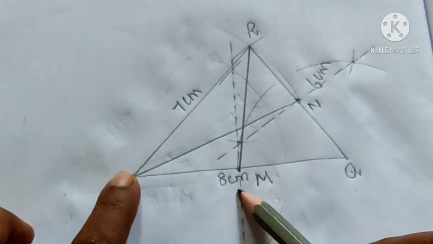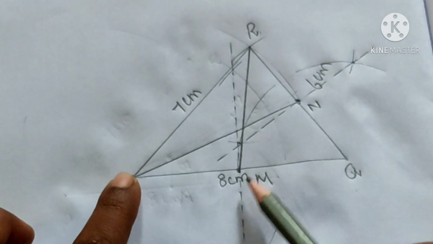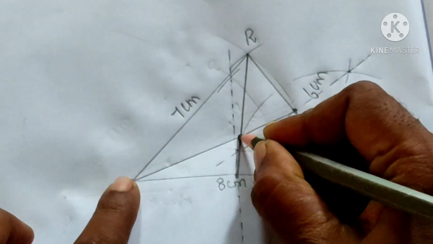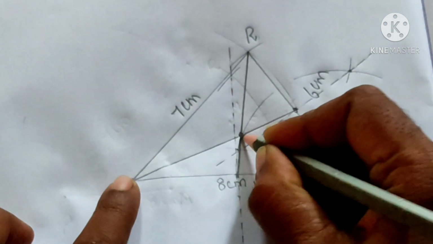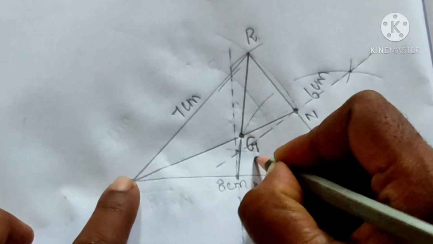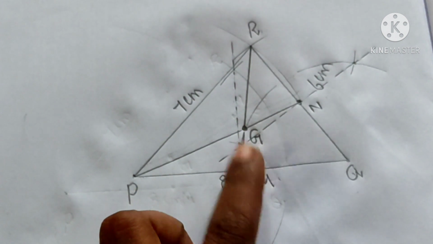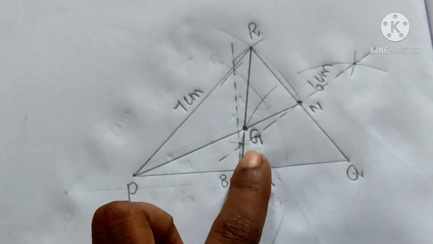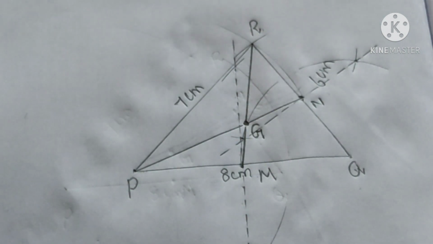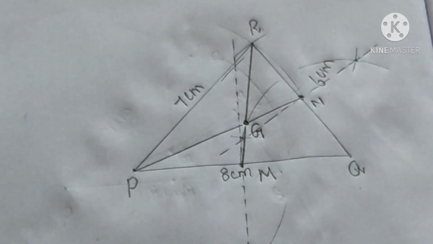PN and RM. So these two lines intersect, or meet, at G. This is the centroid. Okay, this is the centroid. So the point G is the centroid of the given triangle PQR. This is the diagram.